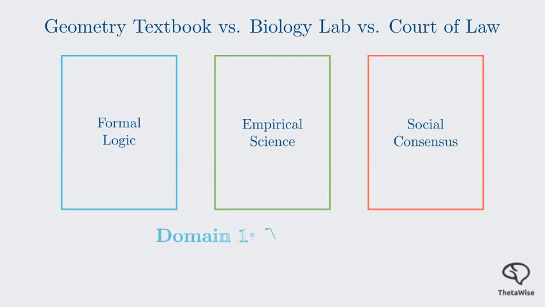Let's start with the most rigid form, mathematics. In mathematics, truth is not discovered by looking at the world, but by following rules. We call these rules axioms. A mathematical truth is a statement that follows logically from a starting set of assumptions. If you change the assumptions, you change what is true.